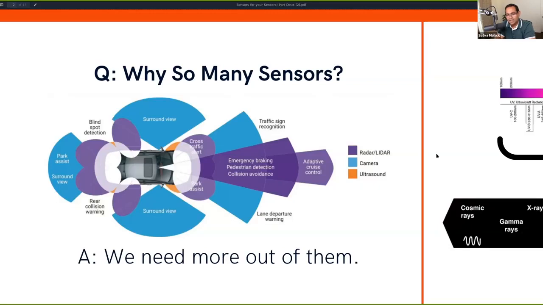And then there are things like ultrasonic sensors, which have a very short range, but they are there to make sure that you don't bump into stuff when you're backing up and things like that. So all these sensors are absolutely necessary. There is no way of getting around them. So what do we do? These sensors need to work together. They need to be aligned together. The outputs need to be registered with each other. Yeah, the sensor fusion problem is not going away.